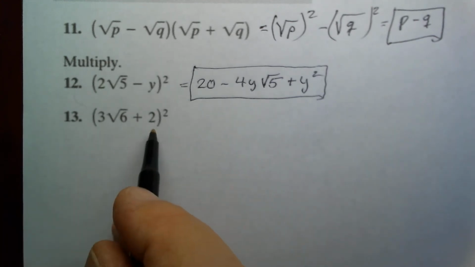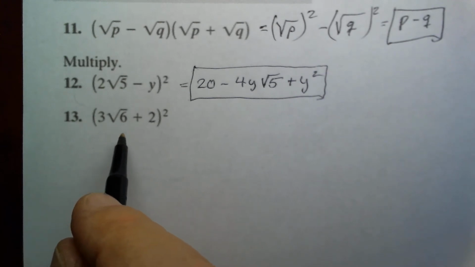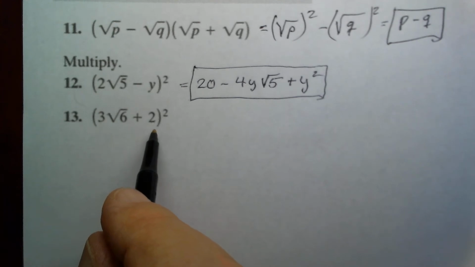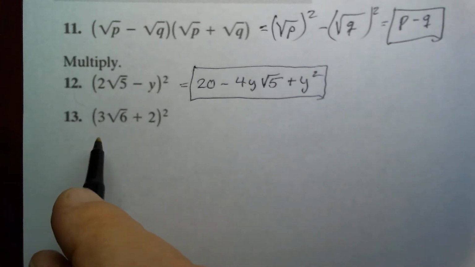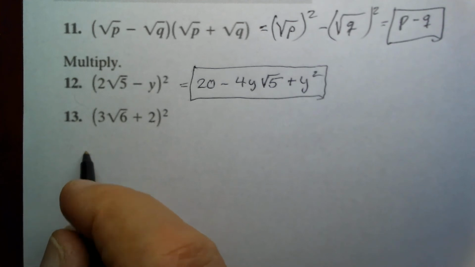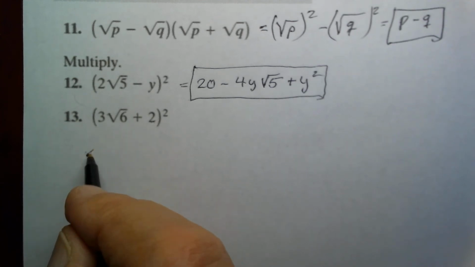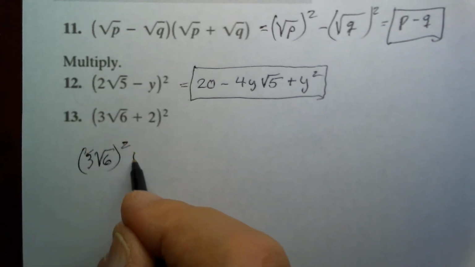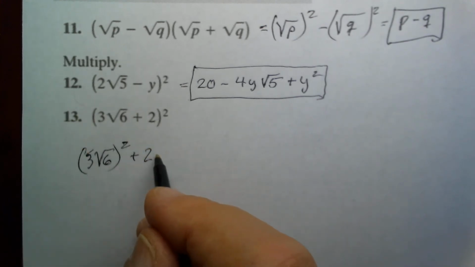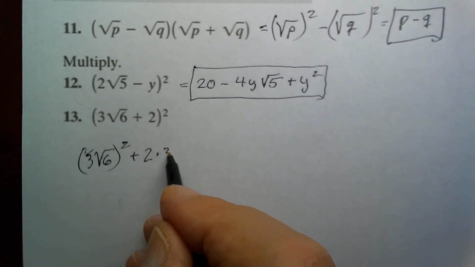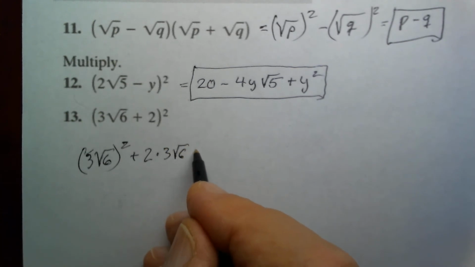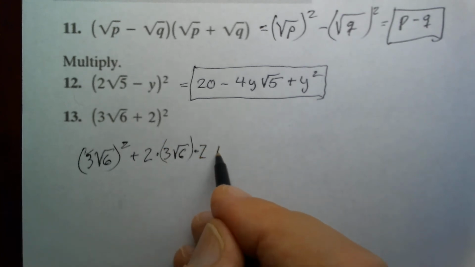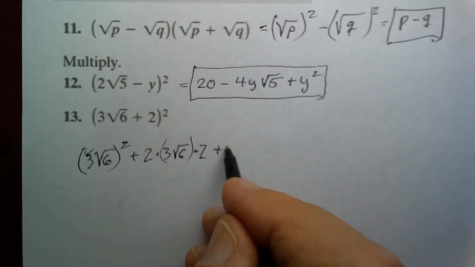And the next exercise is basically the same, and we can either use the a plus b parentheses squared as a squared plus 2ab plus b squared approach. We can just do that as a shortcut. So our a squared would be 3 square root of 6 squared plus 2 times 3 square root of 6 times 2, plus b squared, so b squared would be 2 squared.